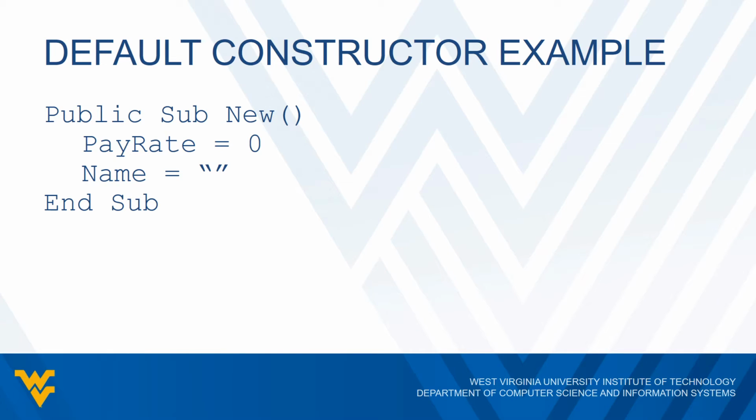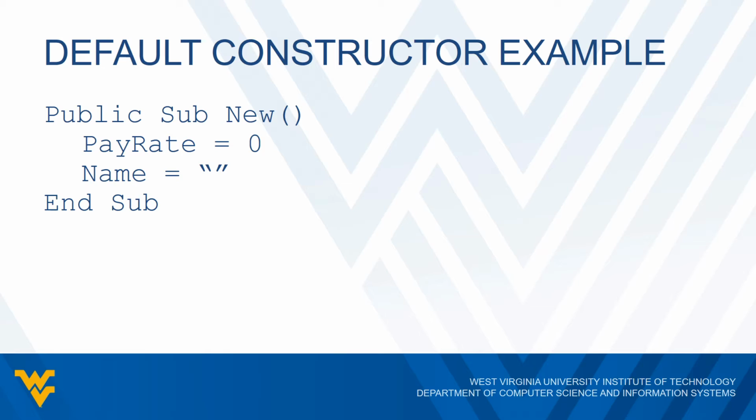Here is an example of a default constructor for the employee class. So here we have public sub new, and since it's a default constructor, there are no parameters included in the parentheses. And we see that we just set default values for our pay rate and name properties. I'll mention that in just a little bit. So we're going to set the pay rate to 0. We're going to set name to the empty string, and then we end it with end sub.